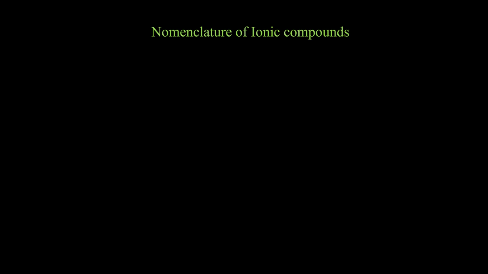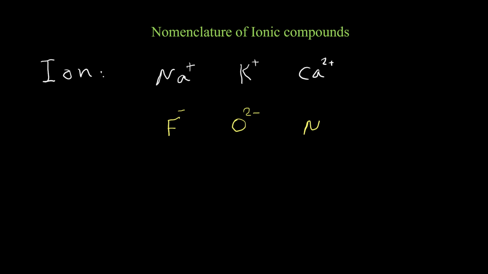In this video, I'm going to talk about ions, ionic compounds, and their nomenclature. First, what is an ion? An ion is an atom or a group of atoms that has a charge, like sodium, positive 1, potassium, positive 1, calcium, positive 2. Or it can have a negative charge, like fluorine, negative 1, oxygen, negative 2, and nitrogen, negative 3.